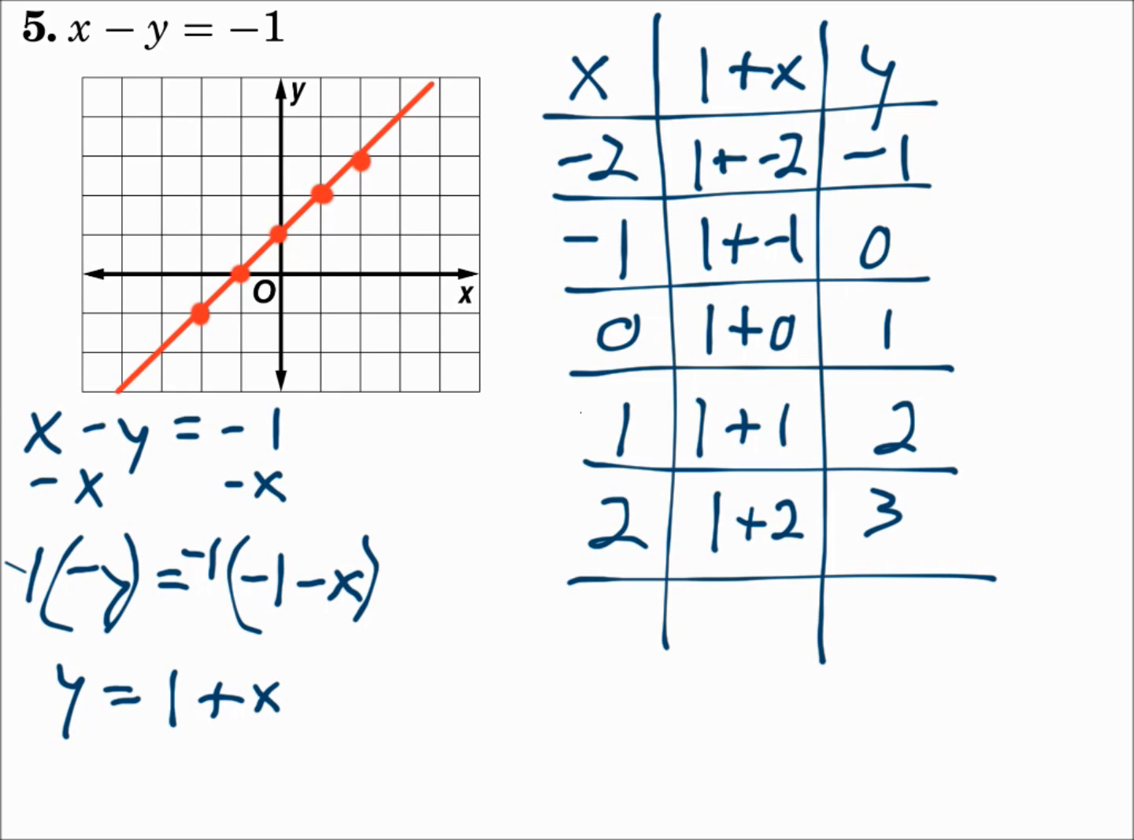So again, substitute your x values in, using the x values from -2 to +2, and find out what y is. Plot those points. -2, -1 is right there. -1, 0 is right there. 0, 1 is right there. 1, 2 is there. And 2, 3 is there. Connect them and you have your line.